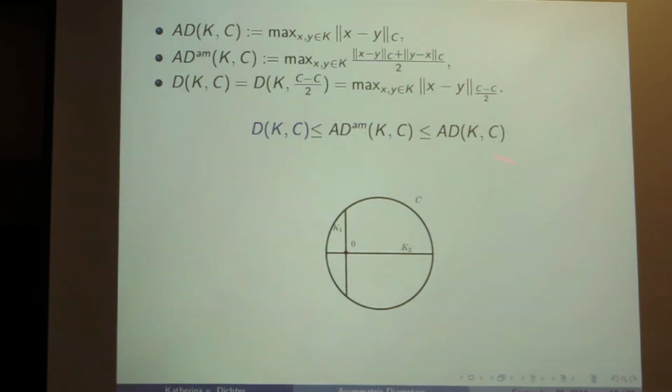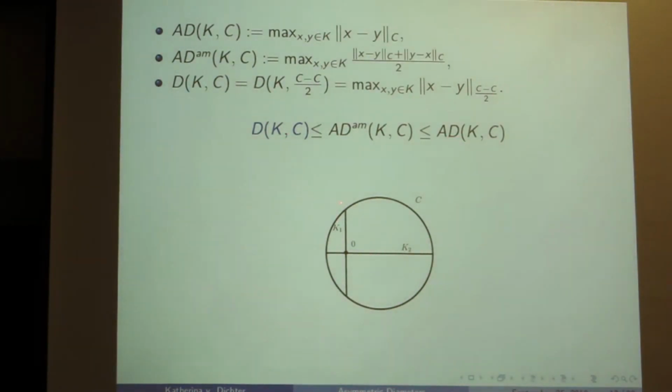And here I have an example where we can see that there is a case when they are equal and when they are strictly smaller. So here we have C to be this circle, and let's say K2 is this segment. When we consider the normal diameter, you see that it is the same as the maximum distance between 2 points. So all of the 3 diameters for this body K2 with respect to C are equal. So we have here all equalities.